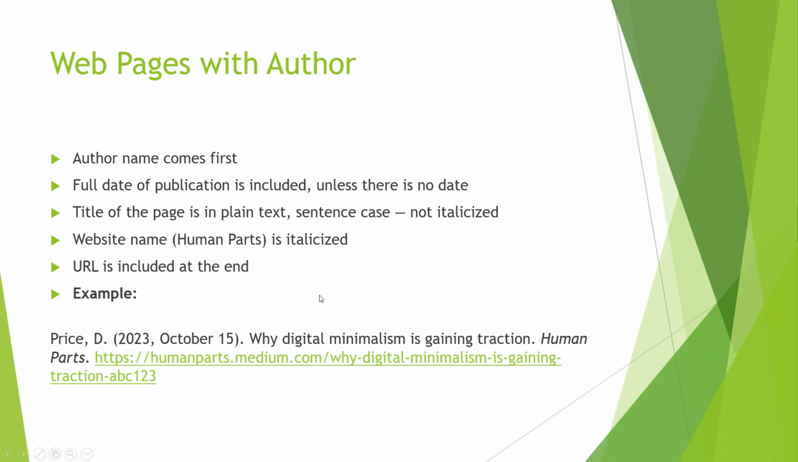The following is the same for web pages with an author, except that you have the title page is in plain text. This came from Medium. Medium is also a really great resource for students. But what you do is you actually put the website name. So from Medium, this came from a section called Human Parts. If there is no section, then we go back to italicizing Medium and the link. But this came from a very specific part of Medium.